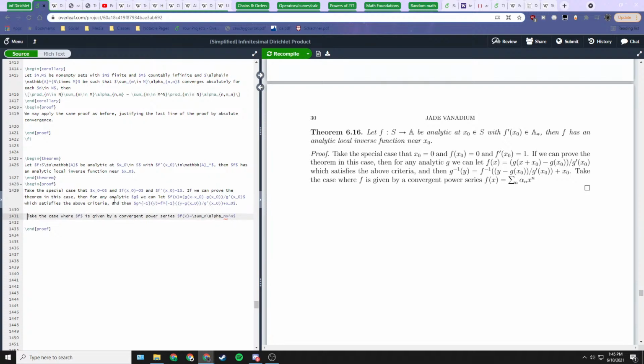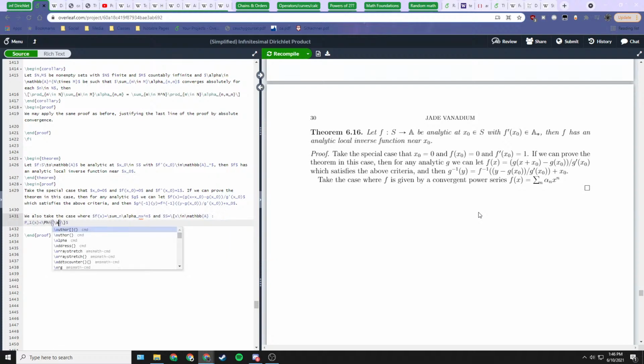Yeah, so this is our special case. So we take the special case where x0 is 0 and f of x0 is 0 and f prime at x0 is 1. And then we'll say we also take the case where f of x equals the sum, we already have this written out, and S, the domain, is just the set of x in A such that P1 of x is strictly less than phi alpha.